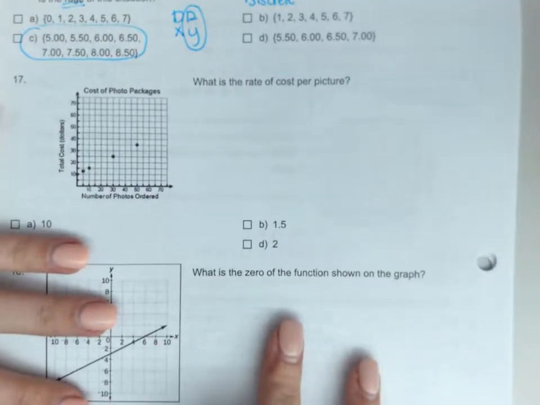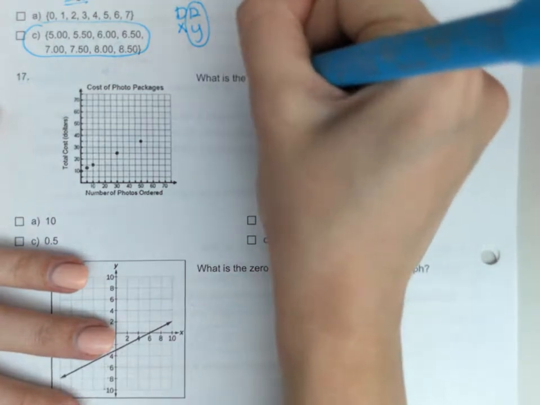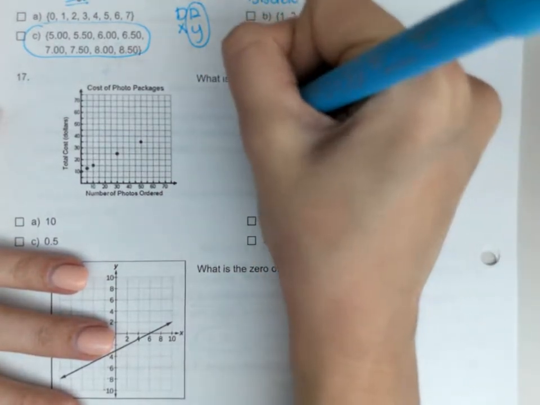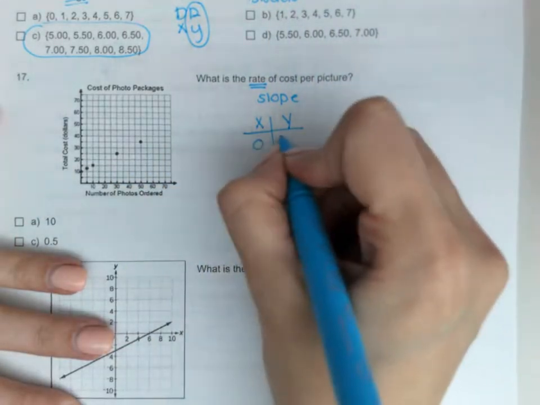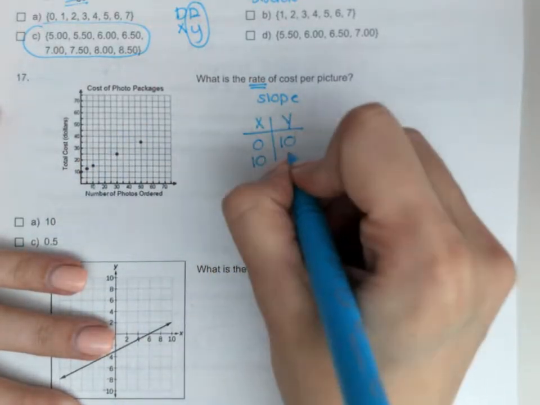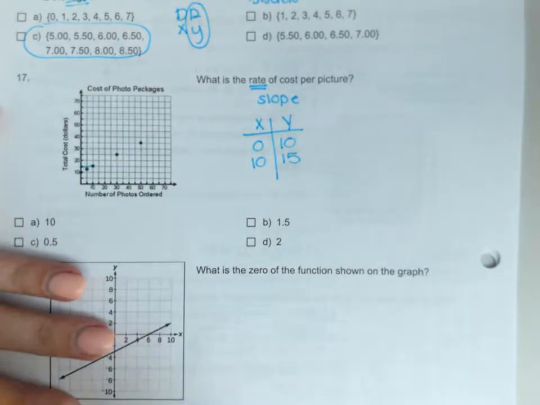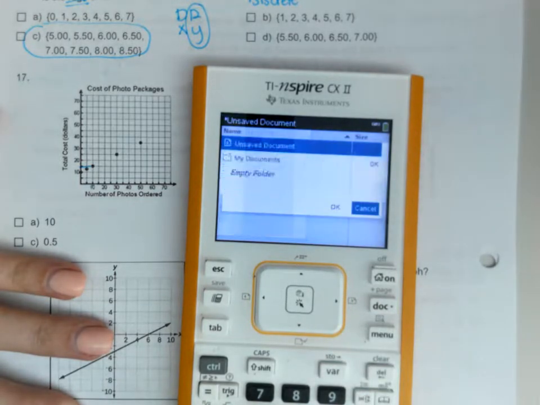What is the rate of cost per picture? So to find rate, that means slope, we're going to be putting it in stat. But I need 2 points. So here's a point at 0, 10. Here's a point at 10, 15. Because it's directly between 10 and 20. So we go on our calculator. I'm just going to clear everything out. So menu 2, menu C.